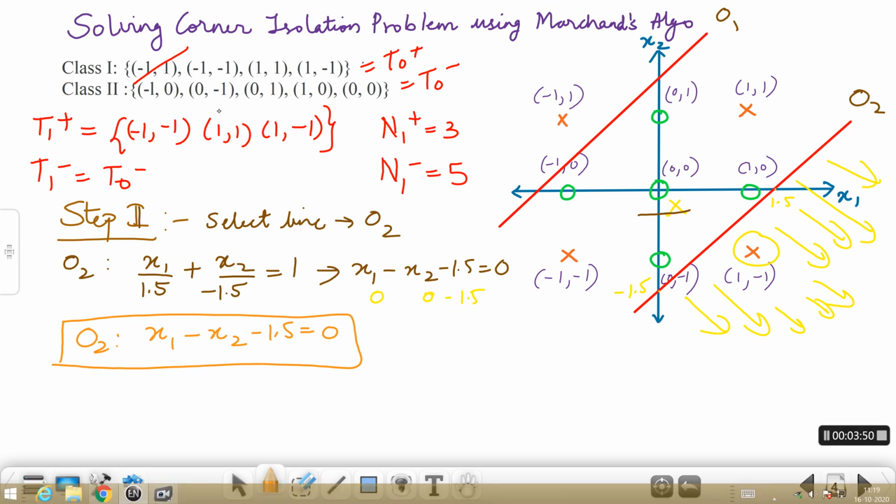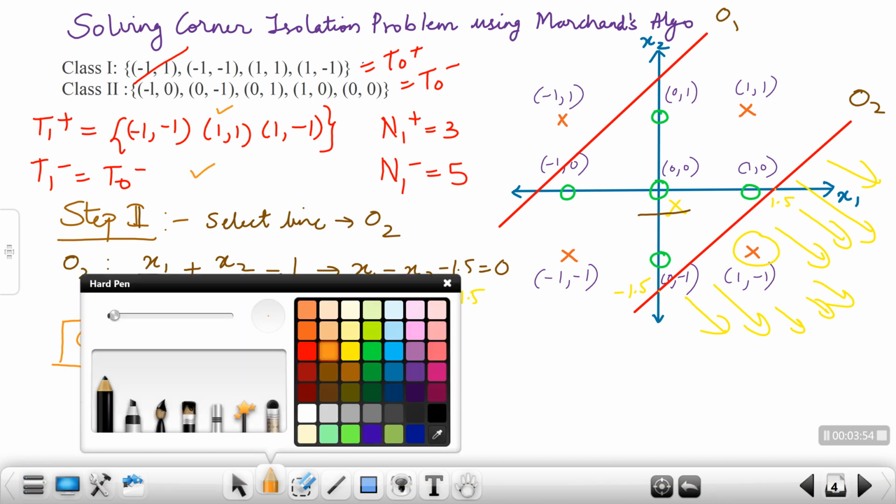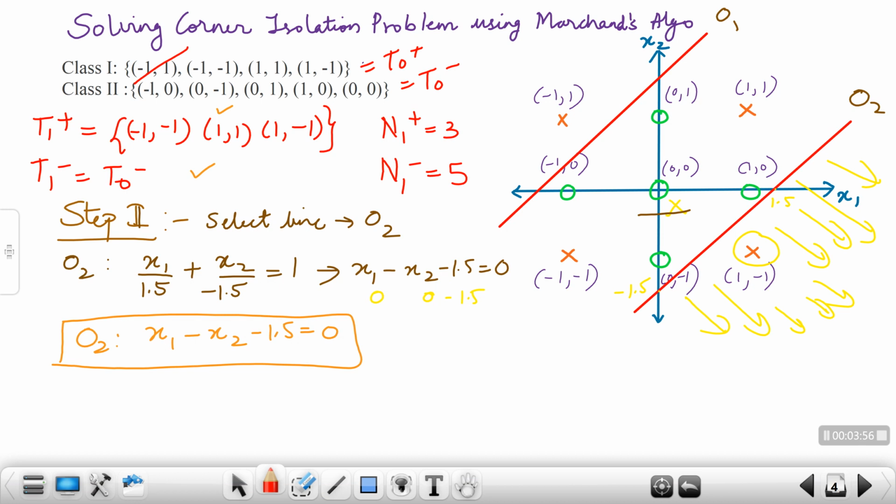I have written what is T1 plus and T1 minus. Now we have to find out what is T2 plus and what is T2 minus. So what is T2 plus? T2 plus, what is getting classified here because of line O2, is this particular point, and the rest of the region is the unclassified region. This is already classified previously. So whatever I have circled here, that is the unclassified region.